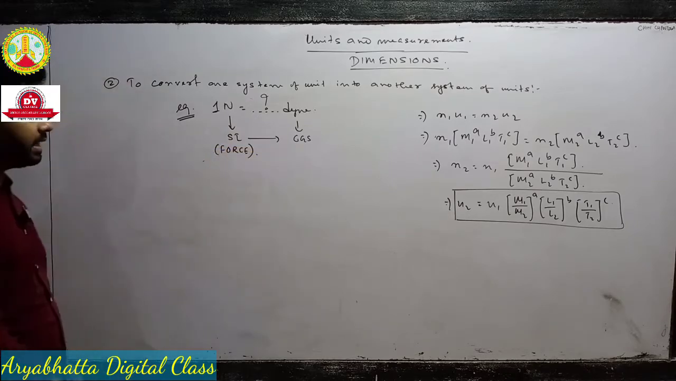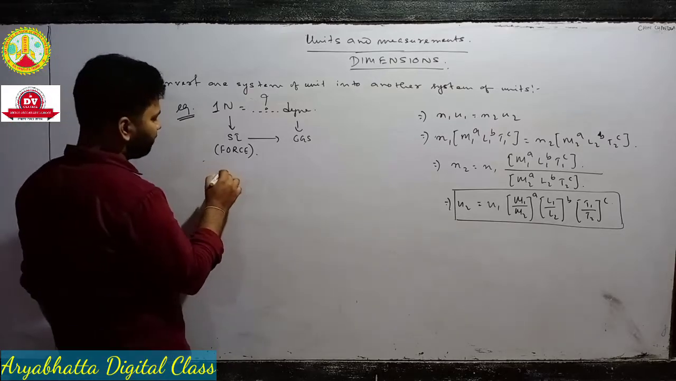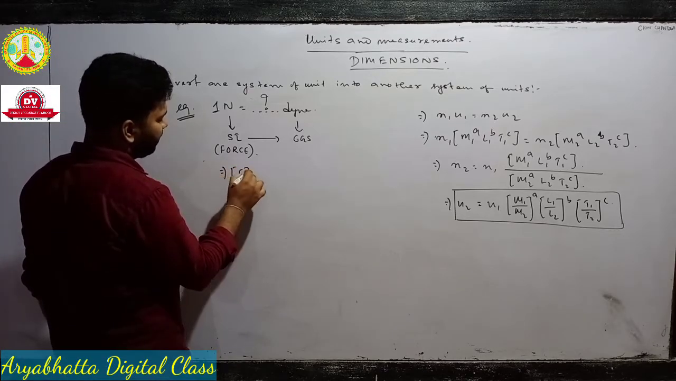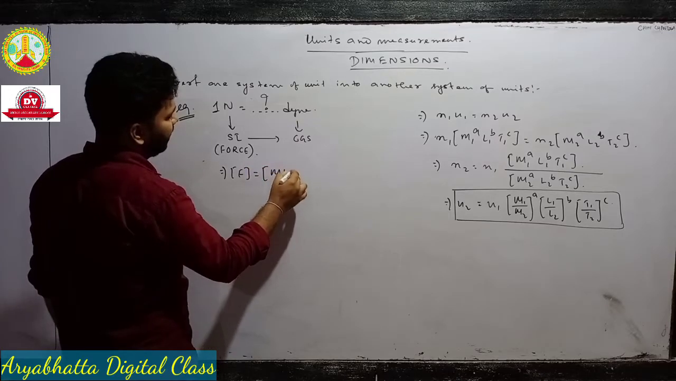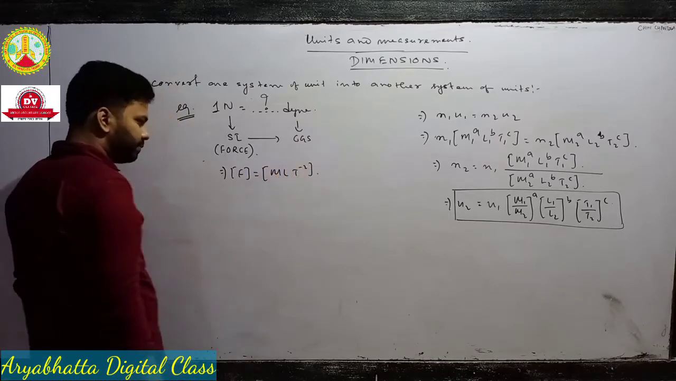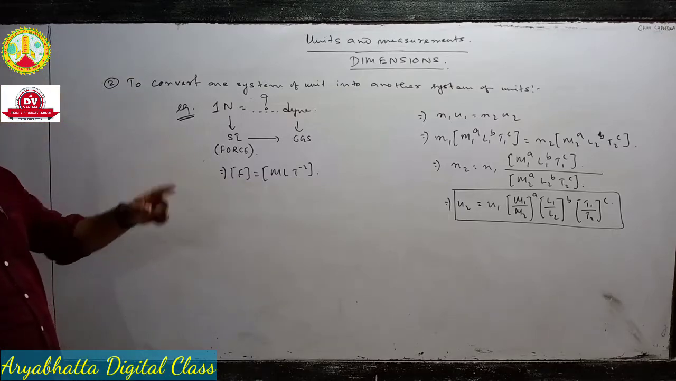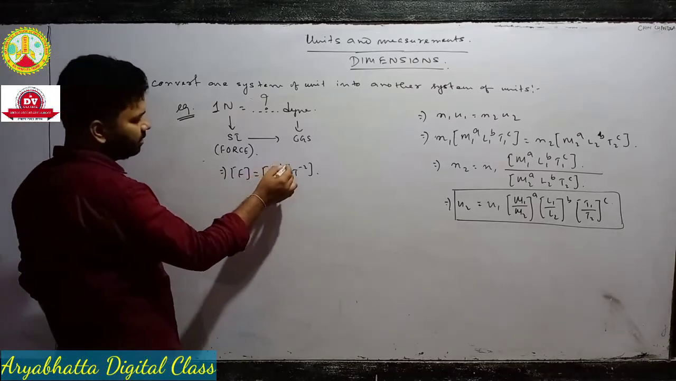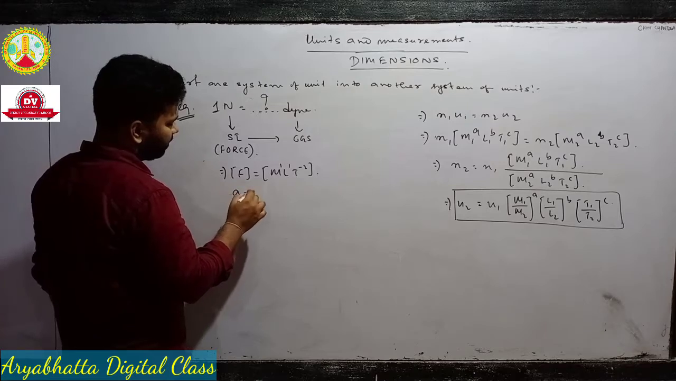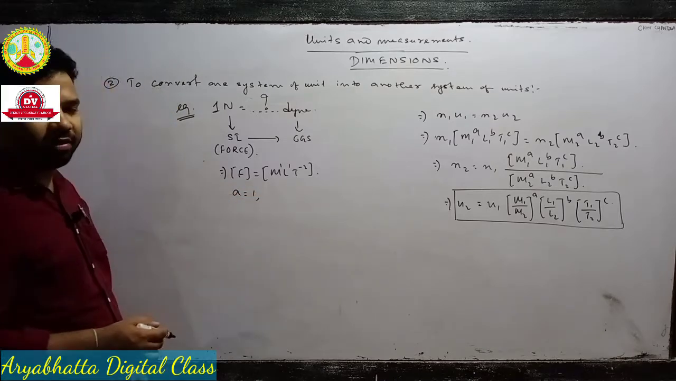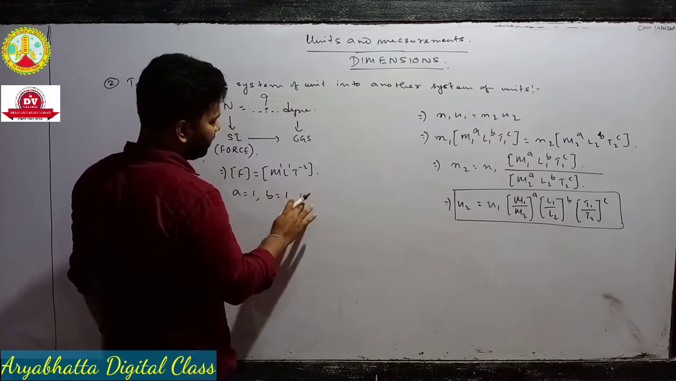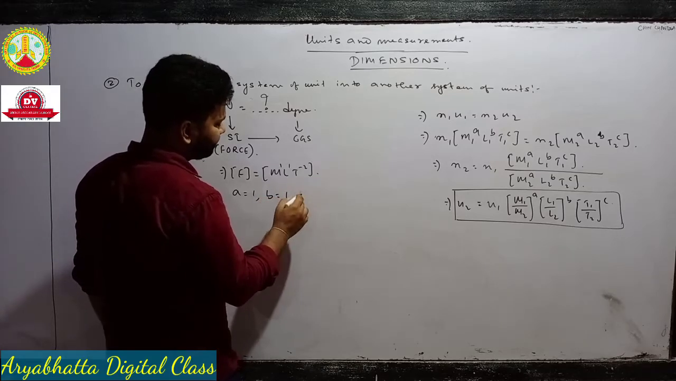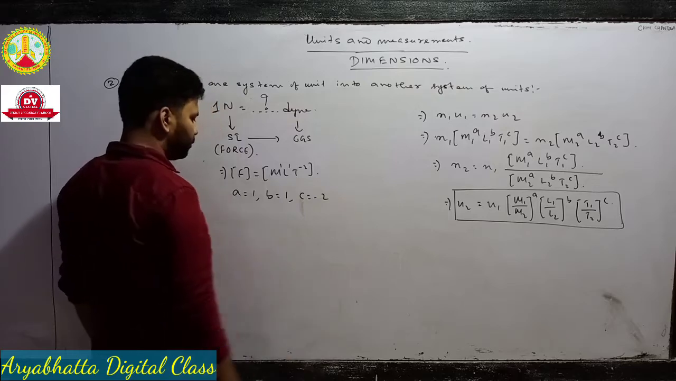So the first thing is, what is the dimension of force? First we have to find out what the physical quantities involved are. M L T minus 2. So what is the value of a? 1, 1. So the value of a is 1. Value of b is also 1. And the value of c will be minus 2.